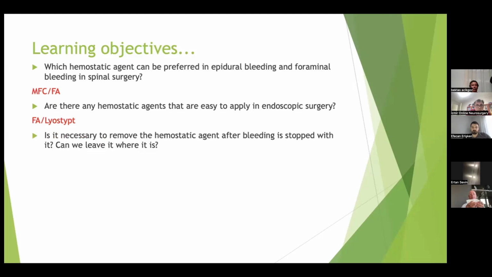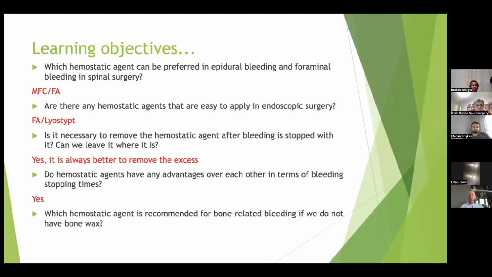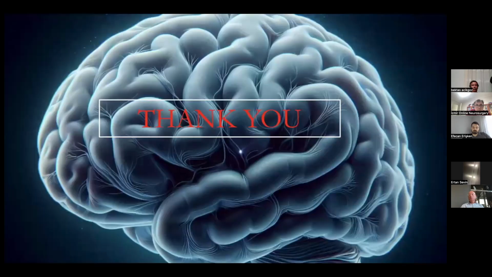Is it necessary to remove a hemostatic agent after bleeding is stopped with it? Can we leave it where it is? Yes, it is always better to remove the excess. Do hemostatic agents have any advantages over each other in terms of bleeding stopping times? Yes, I mentioned it in the chart before. And which hemostatic agent is recommended for bone-related bleeding if we do not have bone wax? We can use monopolar cautery or Surgicel or a flowable agent, and sometimes even application of a diamond drill may be able to control the bone bleeding.